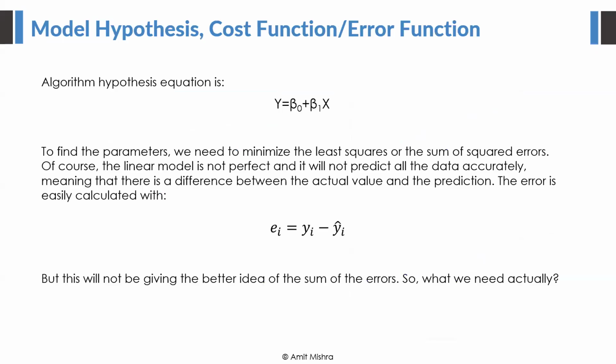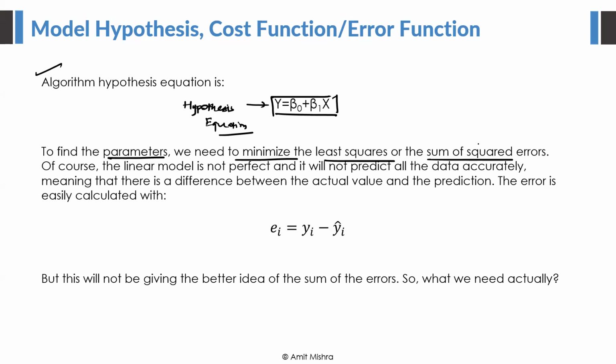Now let's go ahead and talk about the algorithm. This is how the algorithm looks. Now remember that this is known as the hypothesis equation. What is the hypothesis equation? This is basically our algorithm hypothesis, which is represented like this, and to find the parameters we need to minimize the least squares, or sum of squared errors.